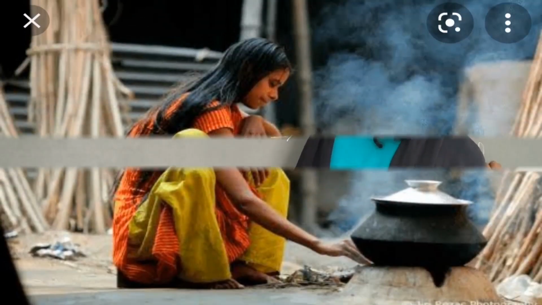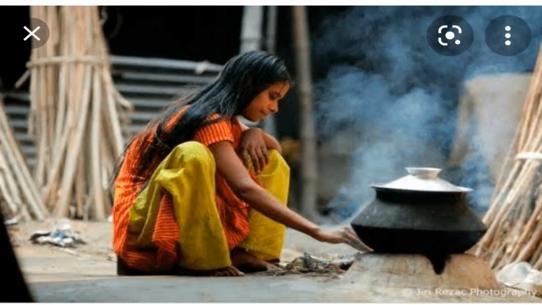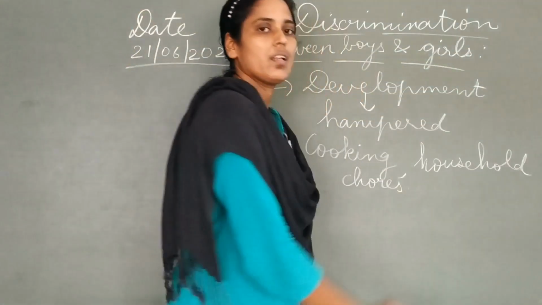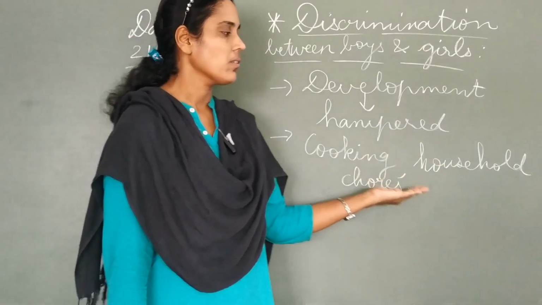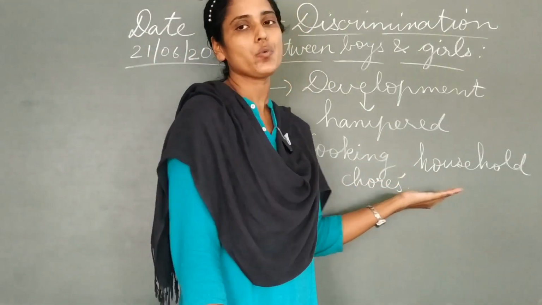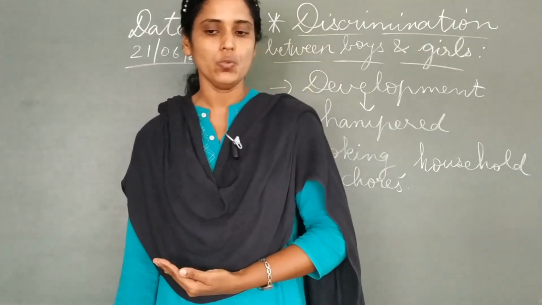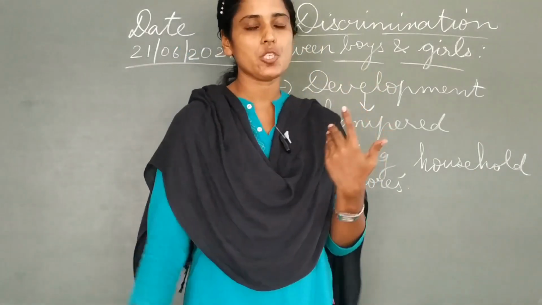Now students, in your textbook, on page number 92, the last paragraph is this topic, discrimination between boys and girls. In the fourth line there is a mistake. You have to write it this way. Put a comma there. A comma is missing there. Okay, students? Cooking, comma, household chores. There is a mistake there. After cooking, you have to put a comma.